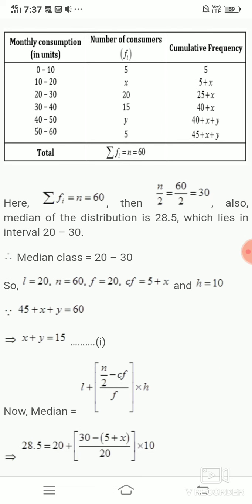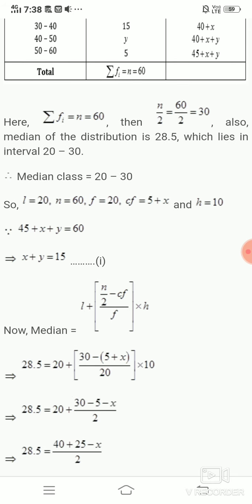Now the formula is median 28.5 equal to L plus (n by 2 minus F) whole divided by F into h. So 28.5 equals 20 plus, n by 2, that is 60 by 2, minus the preceding cumulative frequency, that is 5 plus x, whole divided by 20 into 10. So now 30, just introduce the minus in the bracket, 5 plus x, so minus 5 minus x, so 30 minus 5 minus x.